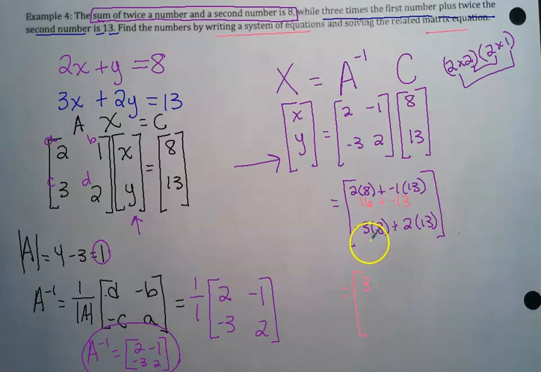Okay, then -3 times 8 is -24. Plus 2 times 13 is a +26. -24 plus 26 is a +2. So my x matrix, so x, y, equals 3, 2. Which means here that x equals 3, right? Y equals 2. If I had to write this as a solution, my solution would be 3, 2. Okay. But again, so my x value here is 3, my y value here is 2.